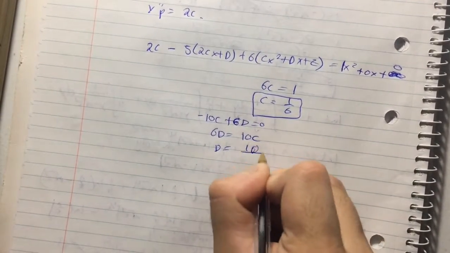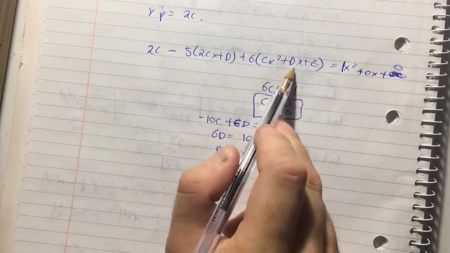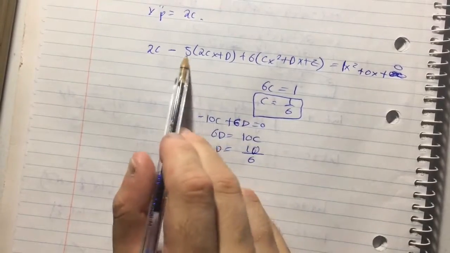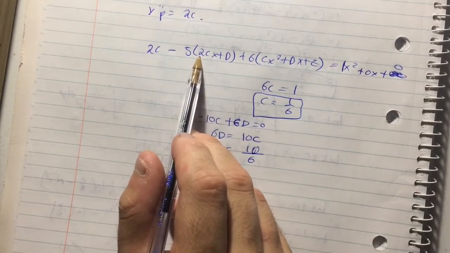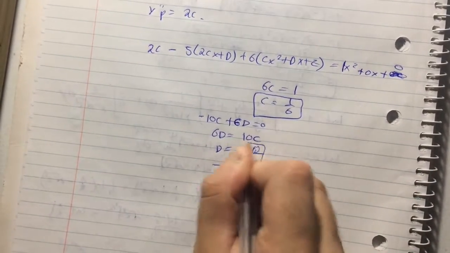10 over 6. I'm just going to make sure if I've got this right. Yeah, I only have one x term, two x terms, yep. Alright. Minus 5 times 2cx, yep. Correct, so yep, d is equal to 10 over 6.